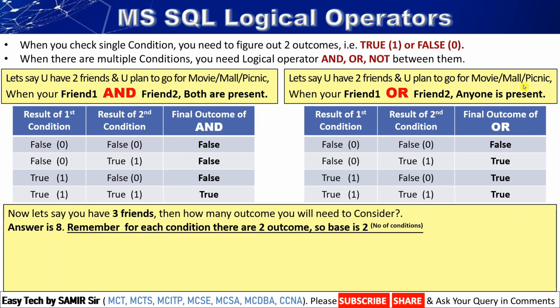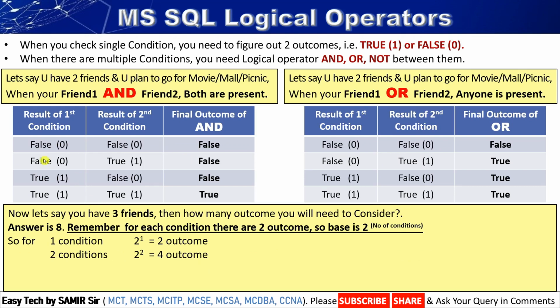How 8? Remember, for each conditions, there are 2 outcomes. So the base is 2. Now this is most important thing. Consider base for any condition is 2 to the power of number of conditions. So now let's assume you have got one condition, single conditions. The outcome is 2 raised to power 1. That is 2 outcome, true or false, 0 or 1.